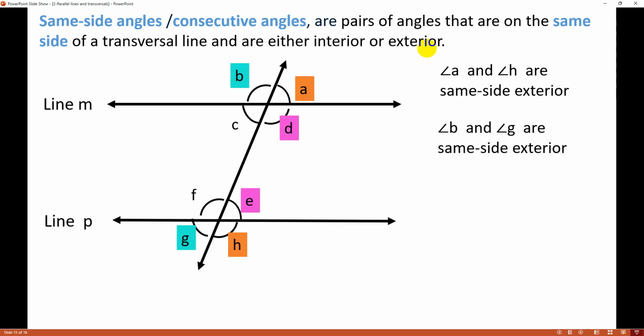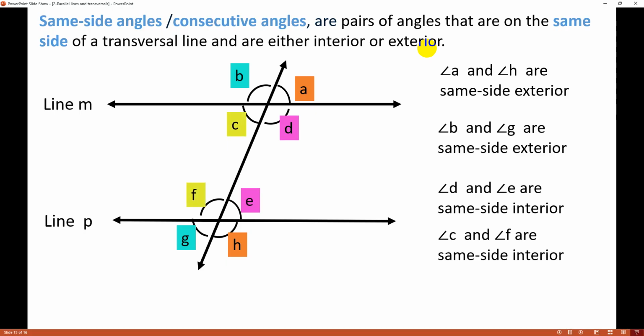D and E, they are also on the same side, but they are interior, so they are same-side interior. And finally, C and F, they will be also same-side interior. They are on the same side of the transversal and they are interior.